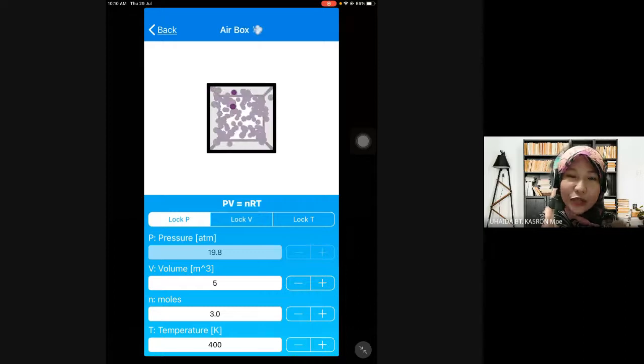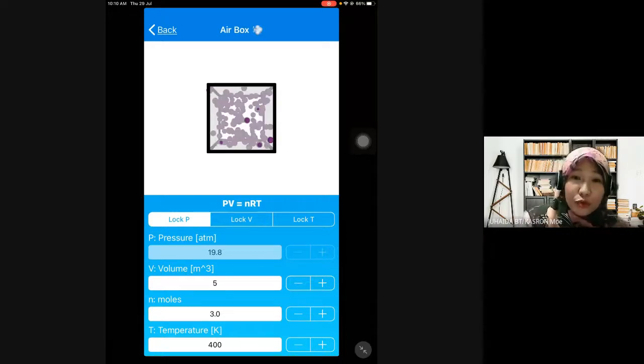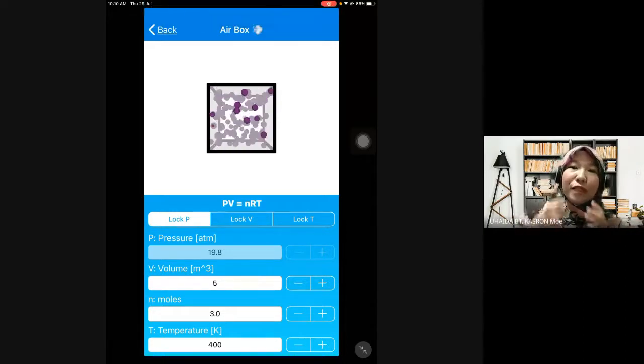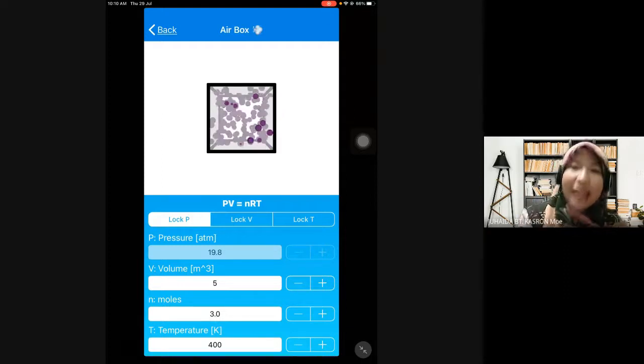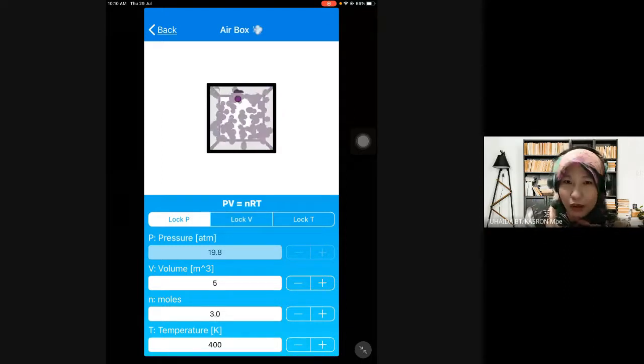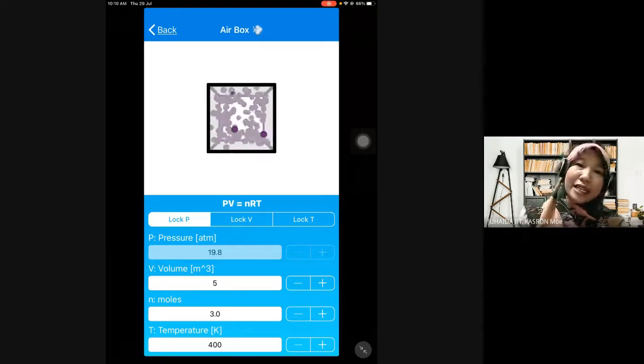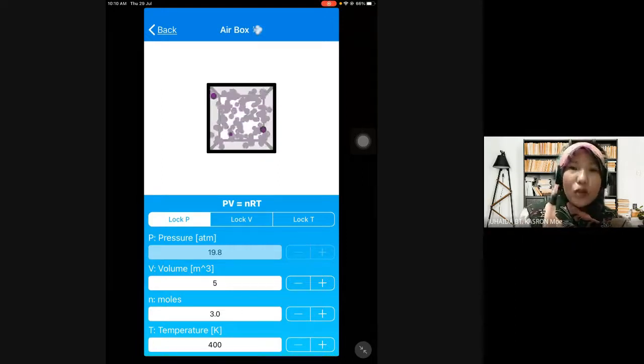Okay. So for today's lesson, we want to investigate what actually happens inside the gas. We want to learn more about the gas. What will happen to the gas when it is being heated? What will happen to the gas when it is being cooled under lower temperature?